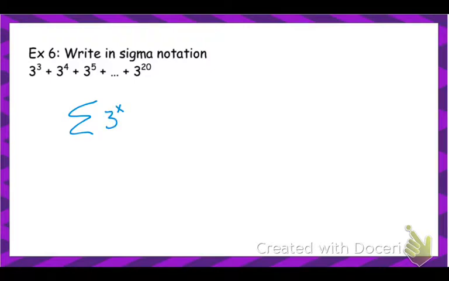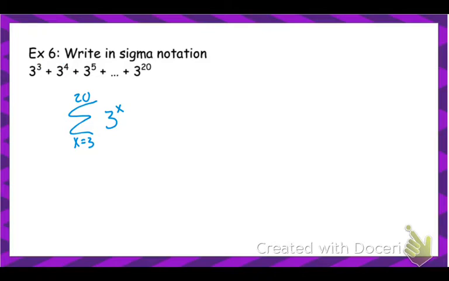What's nice about sigma notation is that the number that you start with doesn't have to be 1. Now you can write it to where it is, but in this case, if I want this first term to be 3 to the third, I can just say x equals 3 at the bottom of that sigma. And then I keep plugging in those integers until the last number I plugged in is 20. So that's one possible way to write this.